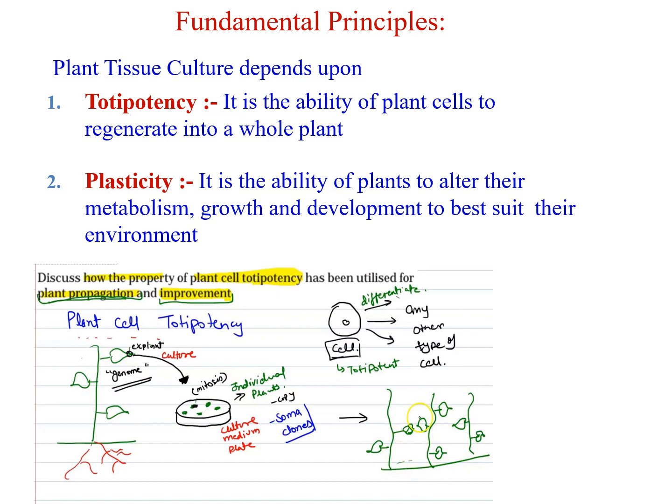Plasticity is the ability of the plant to alter its metabolism, growth, as well as development to best suit its environment, because plasticity is essential for the plant's metabolic activity, growth and development by adapting to the environment, and it has to emphasize these three major functions.